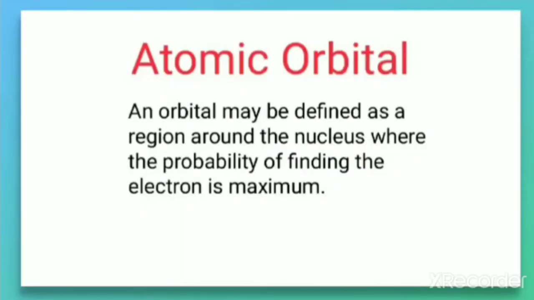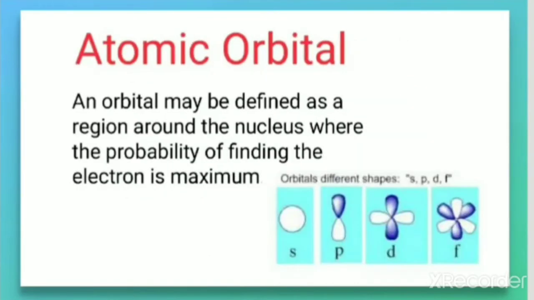An orbital may be defined as a region around the nucleus where the probability of finding an electron is maximum. So, an orbital is different from an orbit, as we have discussed in the previous video. Orbitals are of the following types: S, P, D and F. The structure of S is spherical, P is dumbbell, D is double dumbbell, as we have discussed in the previous video.